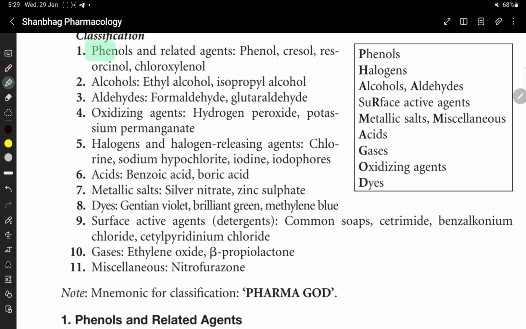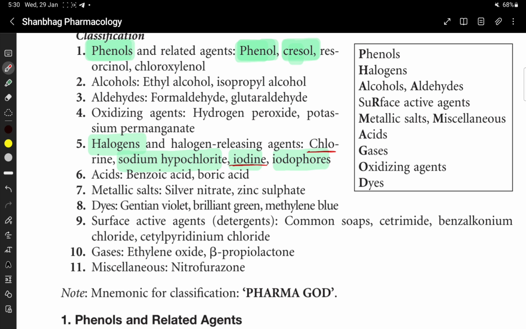P for phenols and related agents like phenol, cresol and resorcinol. H for halogens and halogen releasing agents like chlorine, sodium hypochlorite, iodine and iodophores.